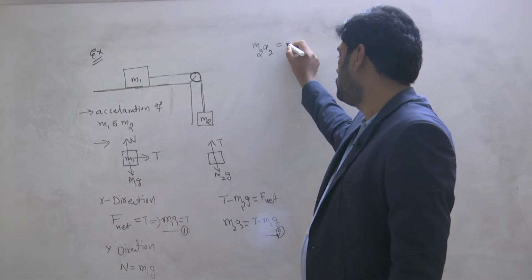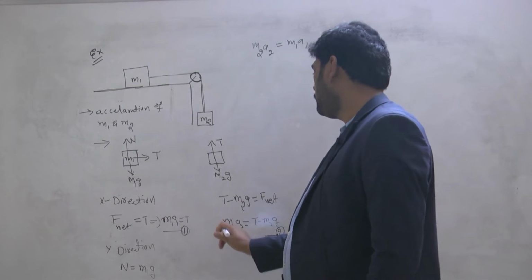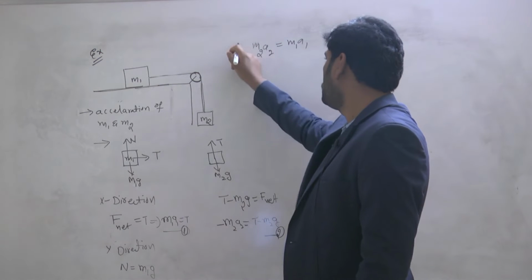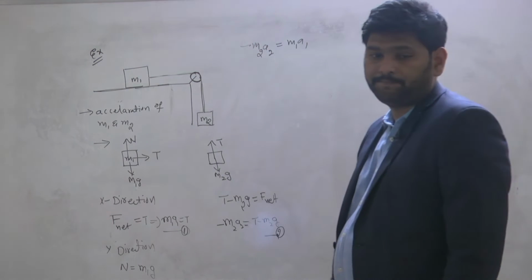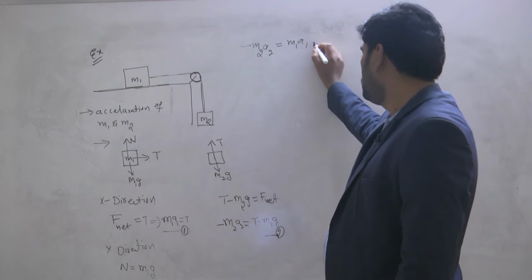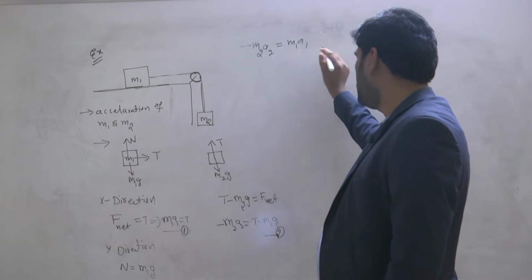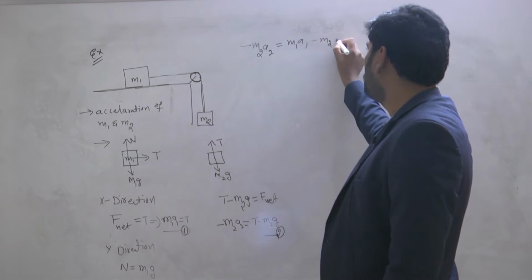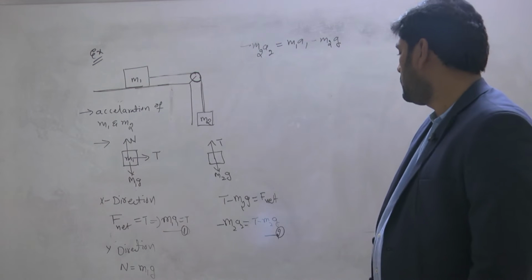M2A2 is equal to M1A1. You can take this as minus M2, put a minus sign here, M1A1, because the T value is M1A1 minus M2G. This is how we have the relation.